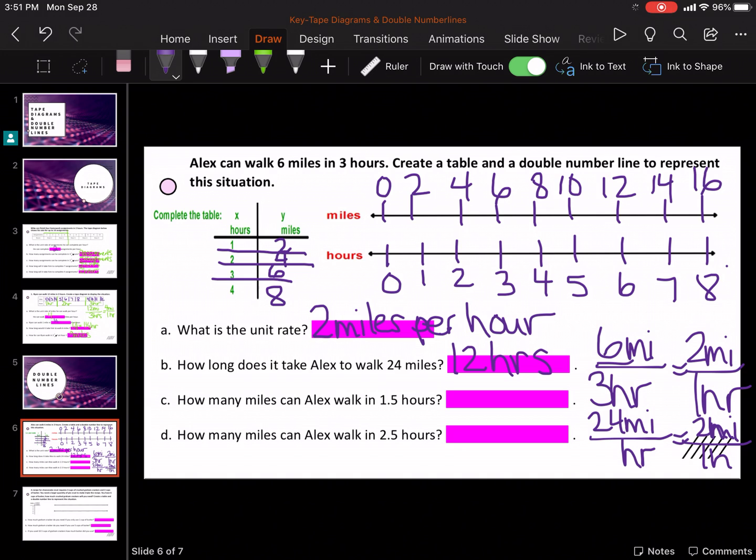How many miles can Alex walk in 1.5 hours? So 1.5 hours, so 1 full hour is 2, so 1.5 is going to be halfway between. That is going to be 3 miles. Okay. And then what about 2.5 hours? So 2 hours is 4, and then another half is going to be 5 miles. Okay.